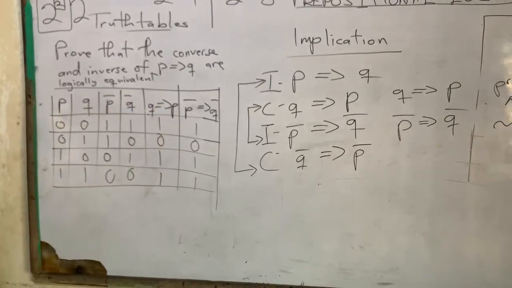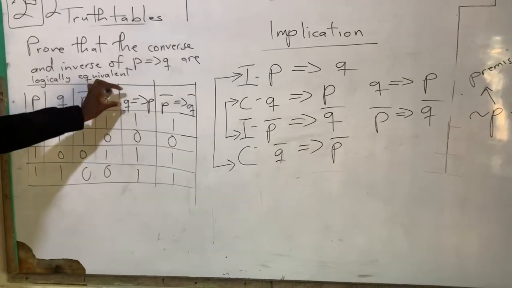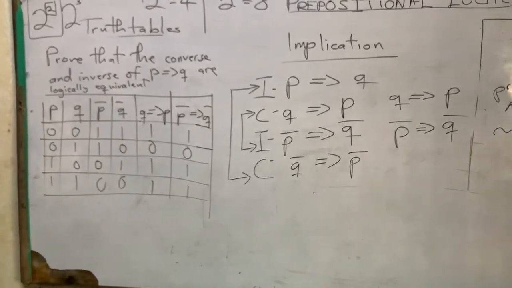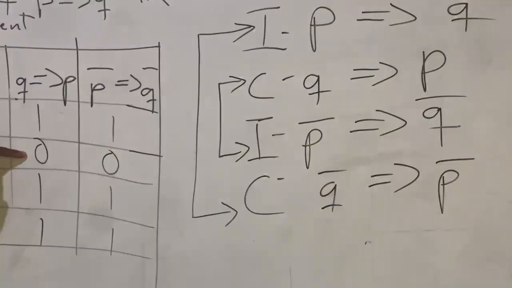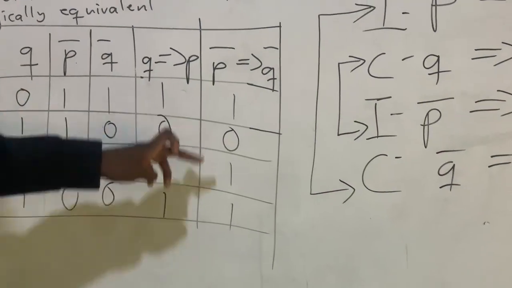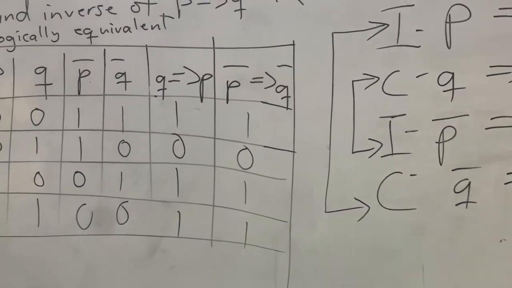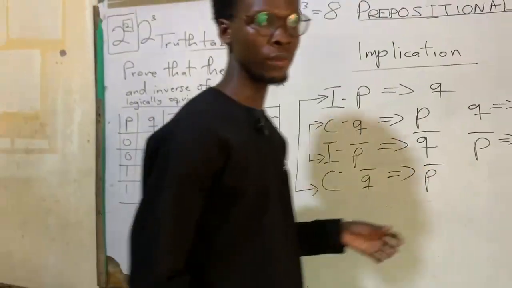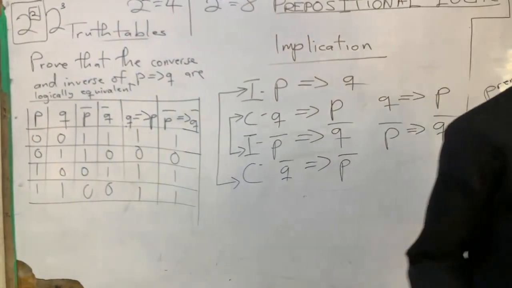Then the rest is true. Now if you take a good look at these two, that is the converse and inverse of the implication. You can see that they have the same truth values, right? That is 1, 0, 1, 1, 1, 0, 1, 1. So hence, the converse and inverse of an implication are logically equivalent. So we have proved that.